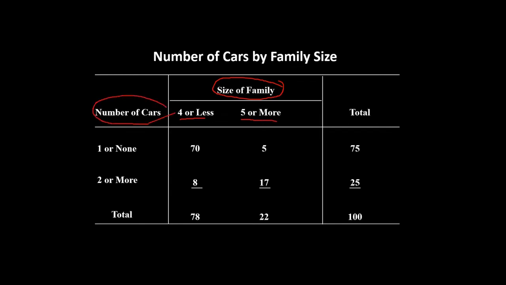How many cars do families have: one car or no car, or two or more cars, right? So we got these two variables, and each variable has two categories. Because we have 2 rows and 2 columns, we call this a 2 by 2 contingency table.